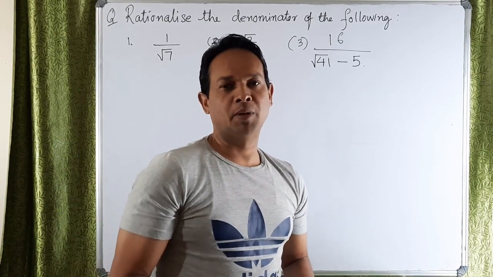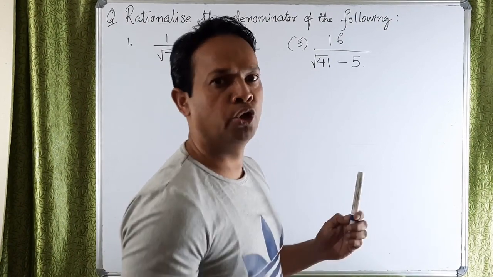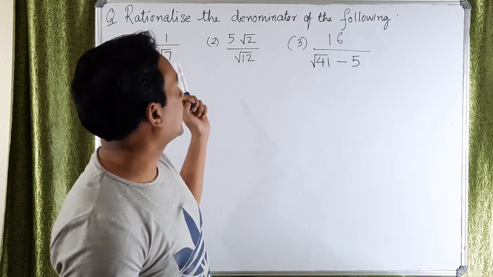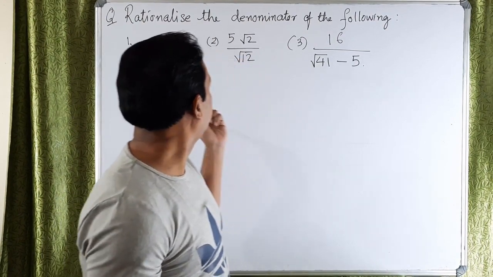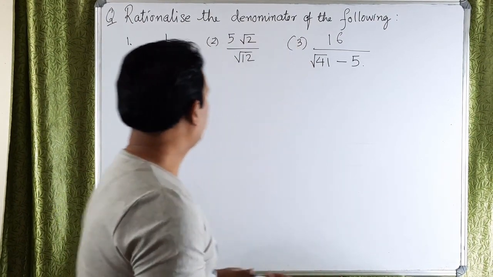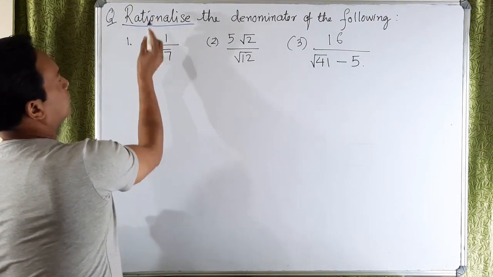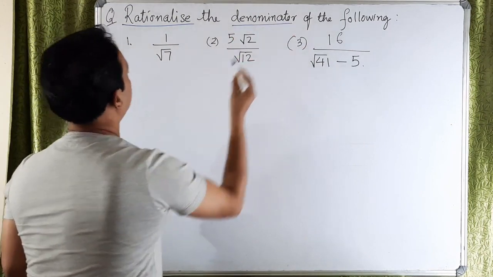Welcome. This is my fourth video on number system. Here I'm going to teach how to rationalize the denominator of irrational numbers. Now, what do you mean by rationalize first? Rationalize means we make it rational. The denominator should be rational.